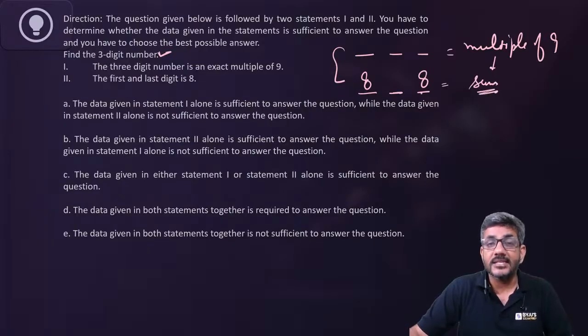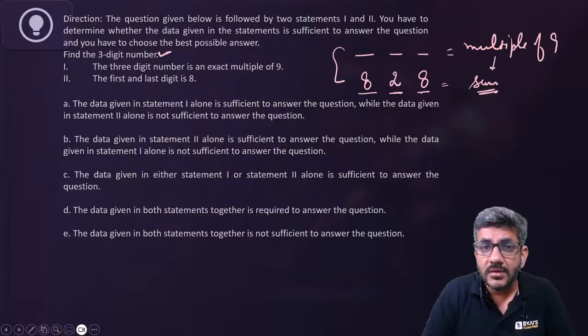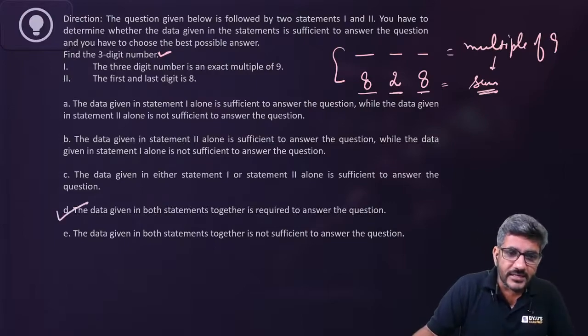So 8 plus 8, 16. With 16, can I say I need 2 to make it a multiple of 9? That means I immediately get the number as 828. So yes, a combination is needed to answer the question.